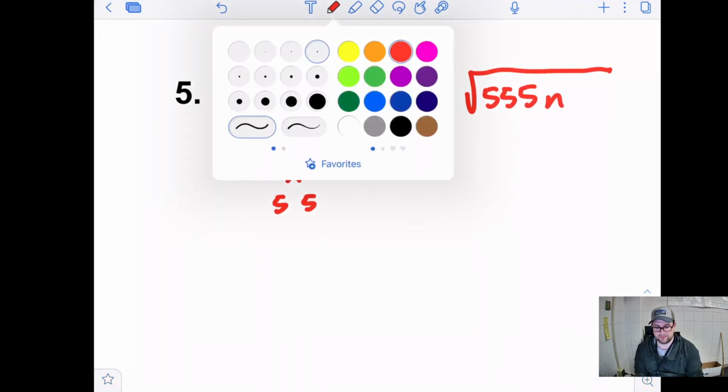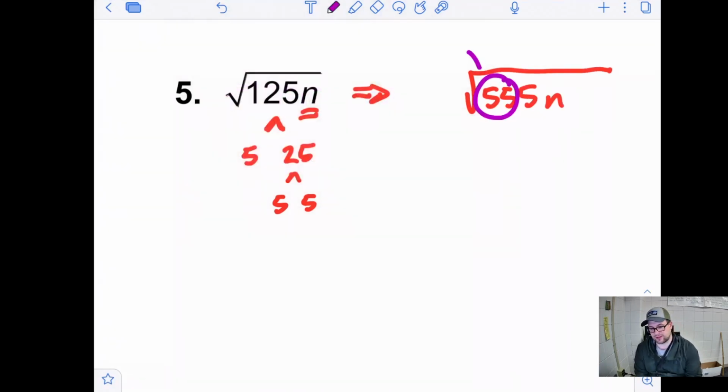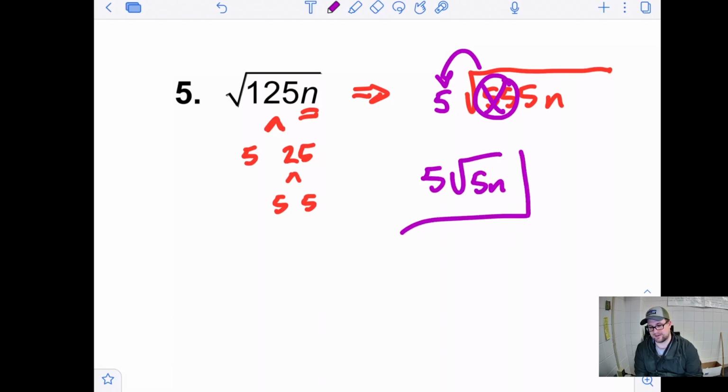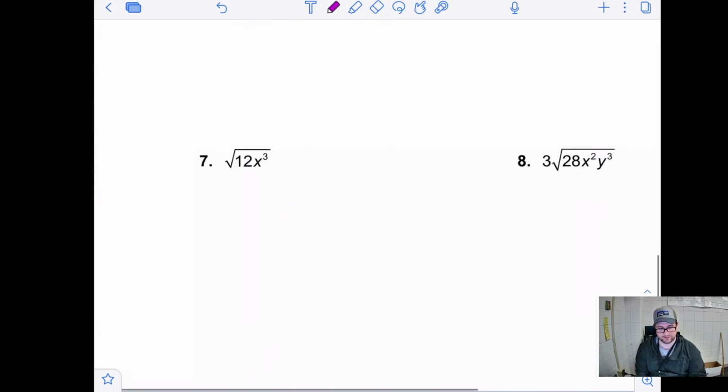Just like we did before, 2-for-1 special. You get 2 of the same, you pull 1 out. So I'm going to have 5. These 2 cancel out. Square root of 5n. And just like that, we're done. Now, it's important to remember the reason we still have a 5 inside of our square root is because we still had a 5 inside of our square root that wasn't able to be pulled out. Same thing with the n. We only had 1, so you can't pull it out. We can only do a 2-for-1 special.